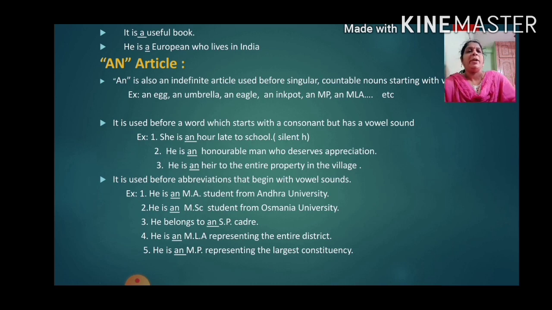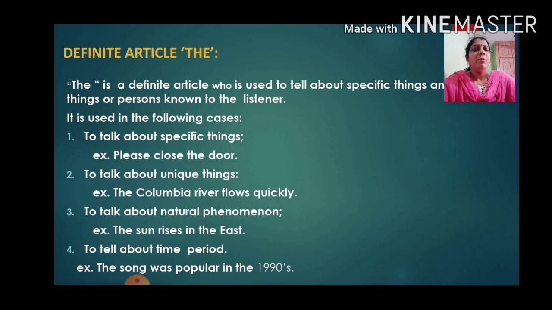Now coming to the next one. The most important one, the definite article the. One more thing I would like to tell you here is, the pronunciation is not the, the pronunciation is the. So this should be noticed properly. The is a definite article which is used to tell about specific things and things or persons known to the listener. We talk about specific things already known to the listener, which we already know. In such cases, we use the definite article the.